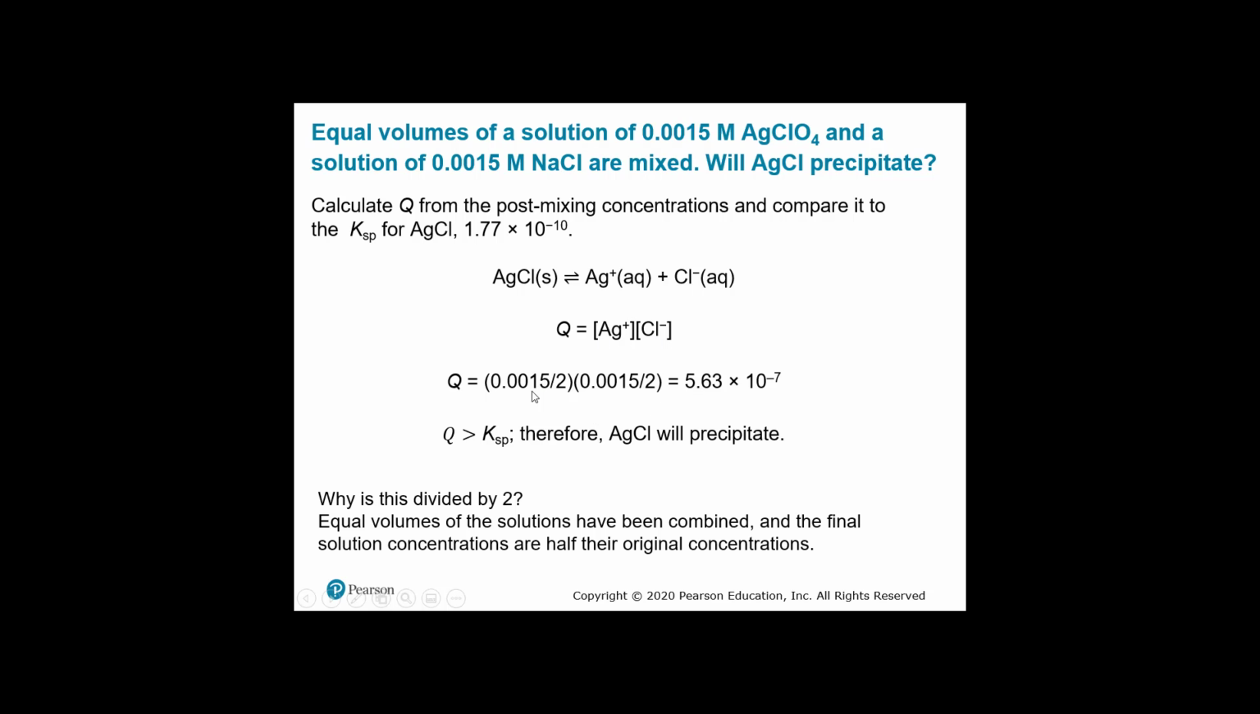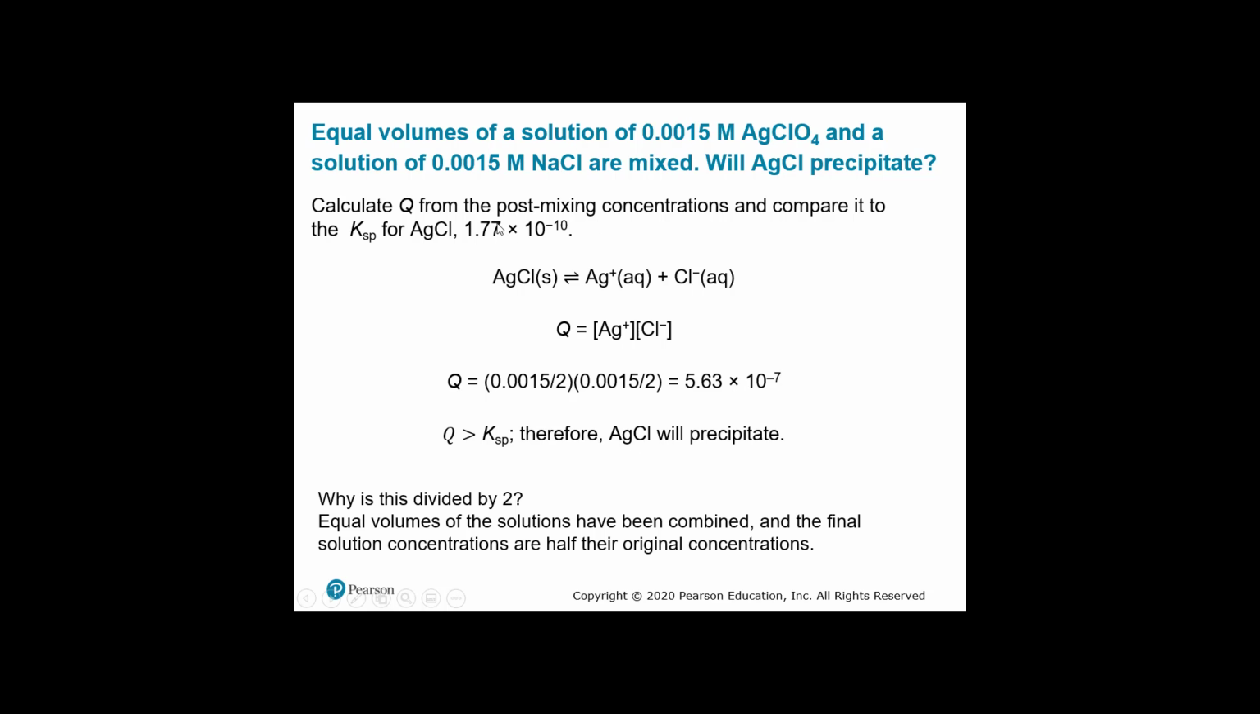Now, this is something they're not talking about. We take the molarity but divide it by 2 in this case. Equal volumes of the solution have been combined, and the final solution concentrations are half their original. So they're not the same molarity, because they've been, in a sense, diluted. Because there are other solutions in there, the molarity is cut by half. So in this case, we plug in the molarities, plus the fact that they're diluted, and Q equals 5.63 times 10 to the negative 7.